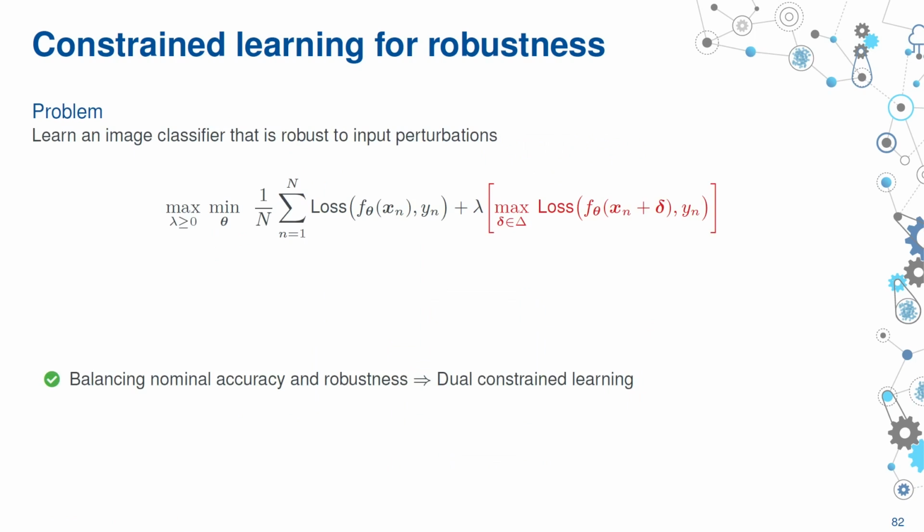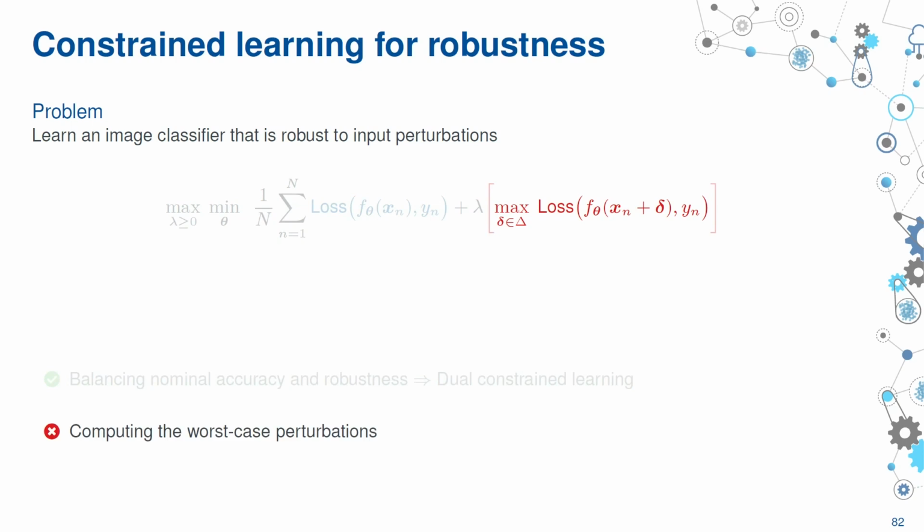So it turns out that we sort of dealt with the problem of balancing nominal accuracy and robustness using this idea of constrained learning in a way that is certainly beneficial over using a fixed lambda. But one of the problems that was swept under the rug, which is exactly the thing that I want to talk about now, is how do we go about computing these worst case perturbations? Okay.